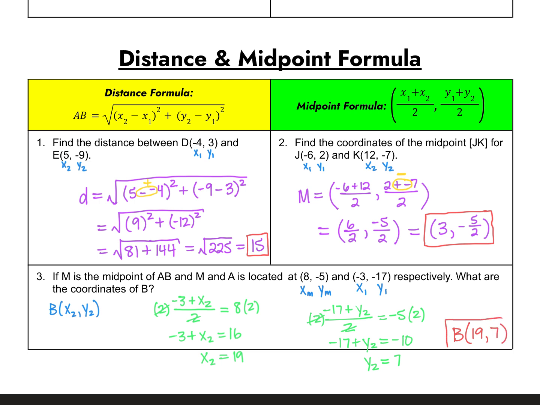And you can check your answer by finding the midpoint. So A is located at (-3, -17), and B is located at (19, 7). If I were to add my x values together, negative 3 plus 19 is a positive 16, and 16 divided by 2 is 8. And then if we do the same thing to the y values, we should get negative 5. So if we do negative 17 plus 7, that is negative 10, and negative 10 divided by 2 is negative 5. So it does make my midpoint work.